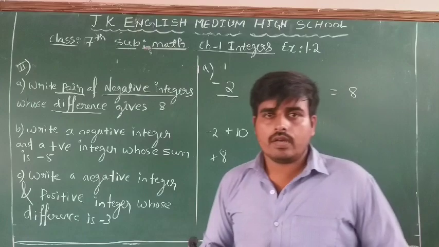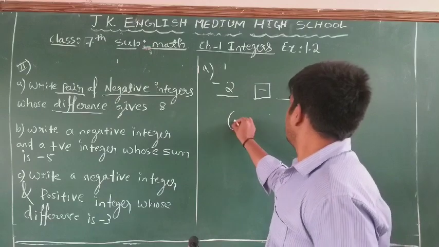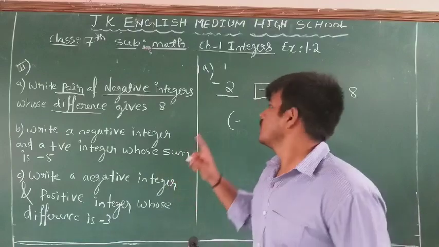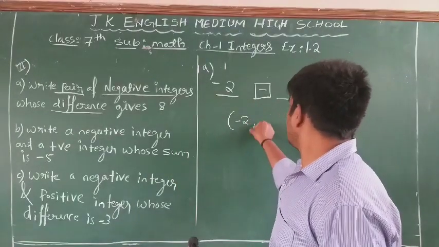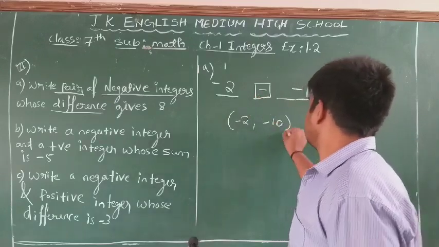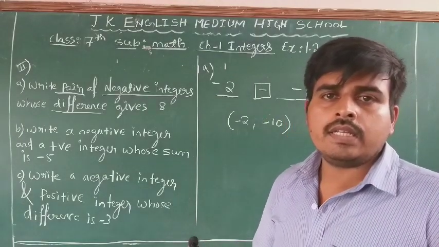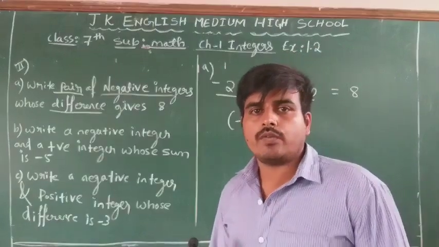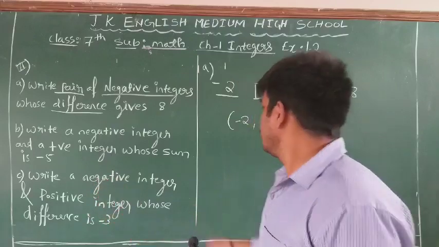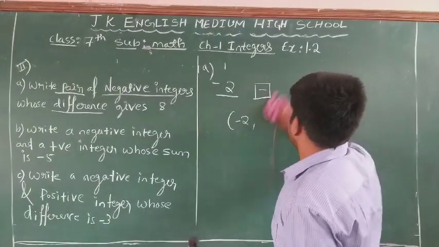Therefore our answer is: what are the two negative integers whose difference is plus 8? They are minus 2 comma, don't take this sign, this is an operator, minus 10. This is our first answer. Note down this much, and by pausing the video you can try the next one. If you don't understand, you can start the video. It is just like homework only, you can do it. Now I will go for the second question, that is B, question B.